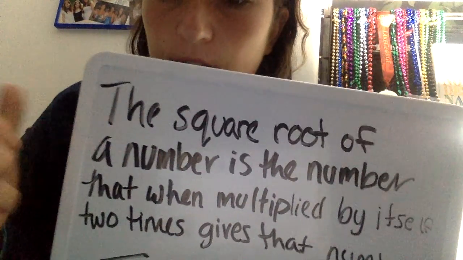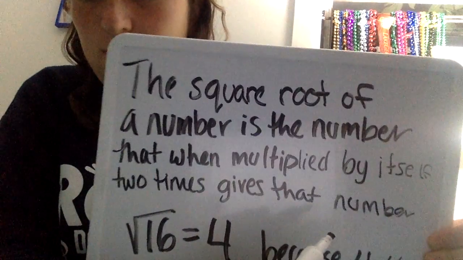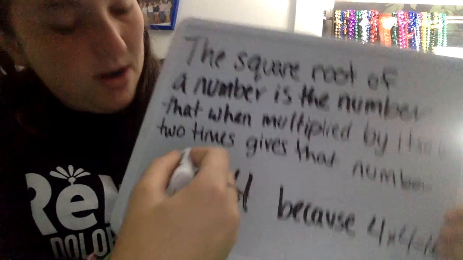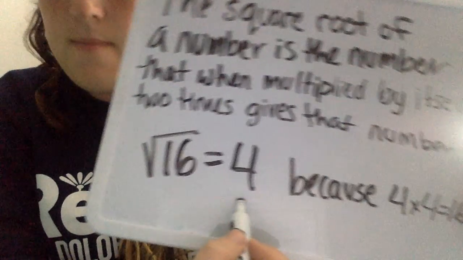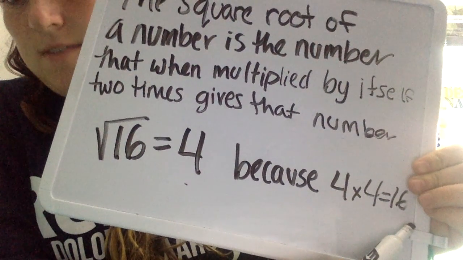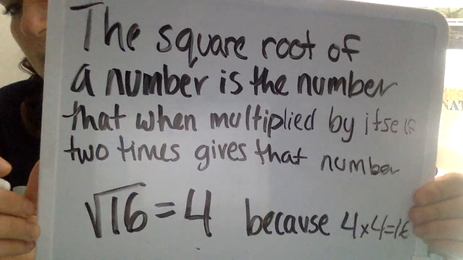The square root of a number is the number that when multiplied by itself 2 times gives that number. So the square root of 16 is 4, because if you multiply 4 by itself 2 times, it gives you 16. So go ahead and pause the video and copy down this definition.